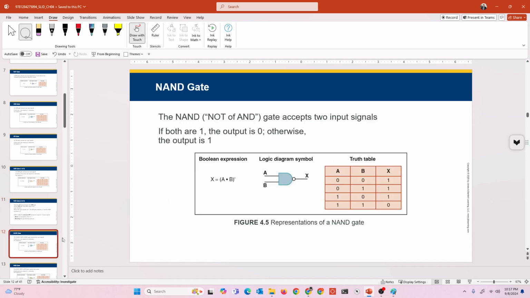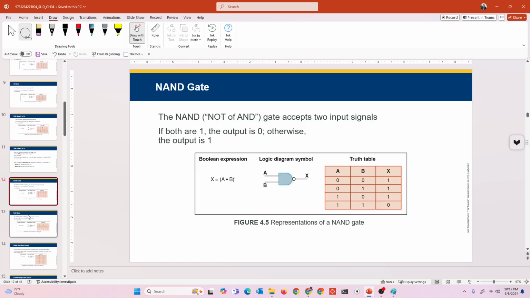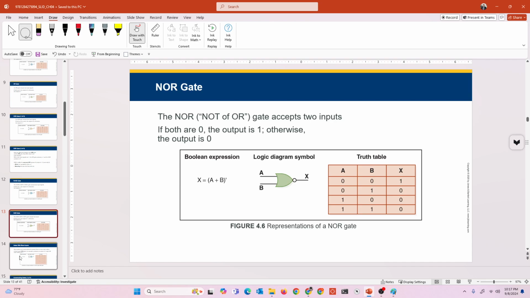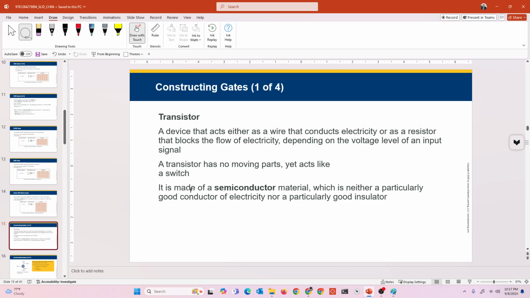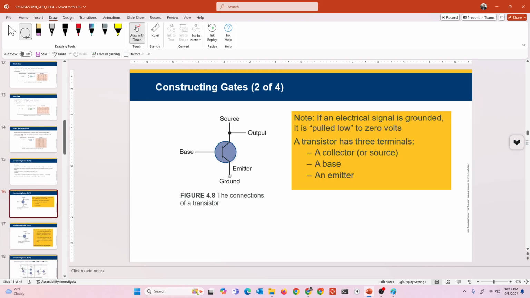XOR, we talked about it. This is NAND. This is NOR gates. And this is simply three inputs. The same exact rules apply. Transistors, this is the part where we need to talk a little bit, and we're going to just follow the PowerPoint.